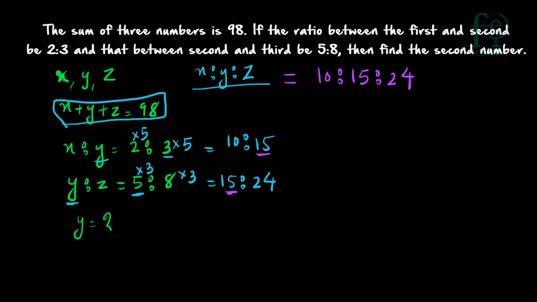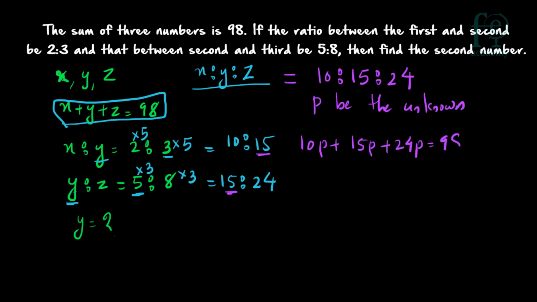So once you get the full ratio, you can just multiply with a common unknown. So let p be the unknown. So your equation will be 10p plus 15p plus 24p equal to 98. So your ratio is maintained, 10 is to 15 is to 24. Your numbers will be 10p, 15p and 24p. So 10p plus 15p plus 24p is equal to 98. That means you will be getting 49p is equal to 98, or your p will be equal to 2.